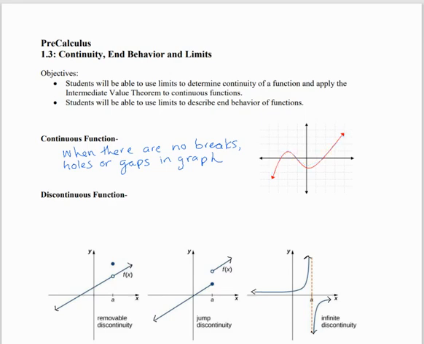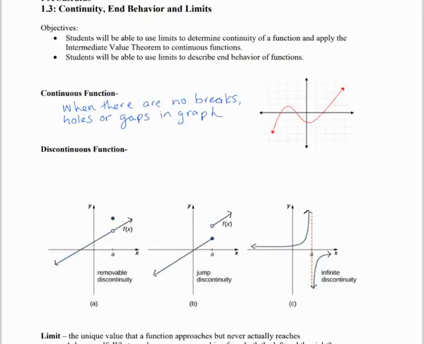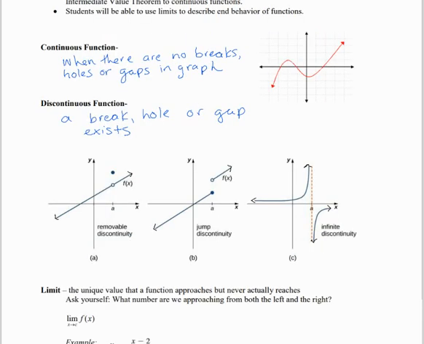Now, a discontinuous graph means the opposite, right? It means that there isn't that sort of solid flow from start to finish. We have a break, we have a gap, or there is a hole. Now, there's 3 different scenarios here that you need to make sure you have understood.